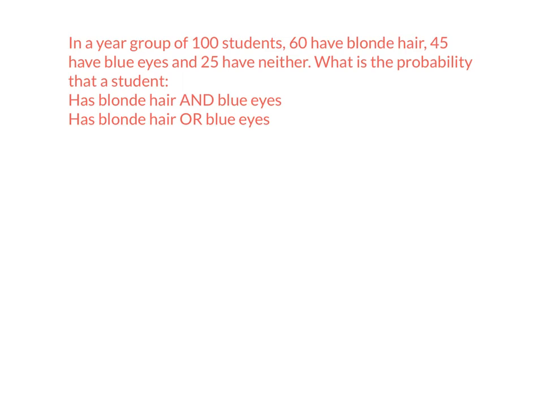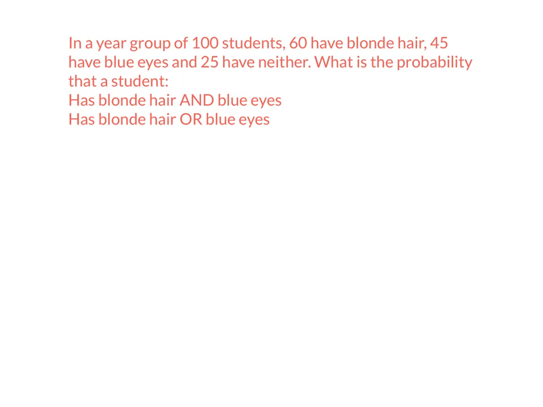So let's look at the question here. In a group of 100 students, we have 60 with blonde hair, 45 with blue eyes, and 25 with neither. We're going to find the probability that if I pick a student at random, the student has blonde hair and blue eyes, and also the probability a student has blonde hair or blue eyes.